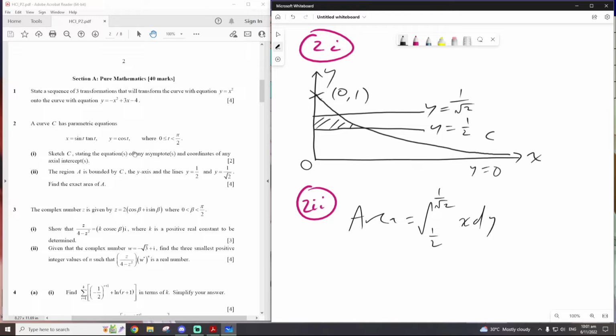But we are given parametric, so we need to change dy to dt. So if I change this, I need to change the limits of integration as well. The derivative of cosine is negative sine, so I will get negative sine squared t tangent t dt. I need to change the limits of integration. Now, when y is half, cosine t is half, your t will be pi over 3, right? And then when it's 1 over root 2, it will be pi over 4.